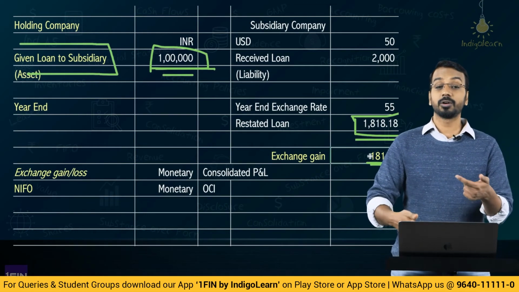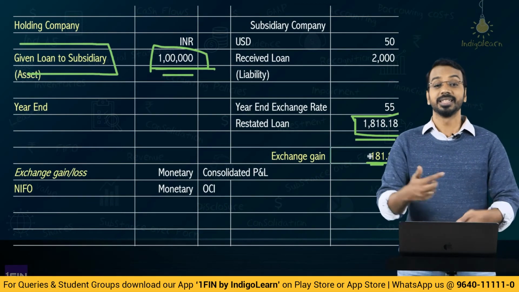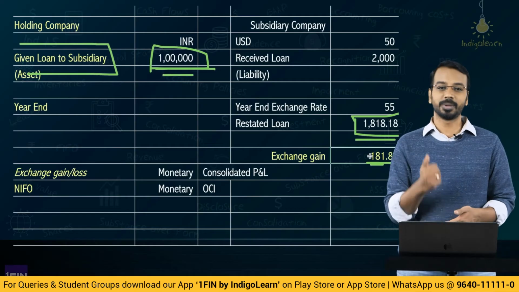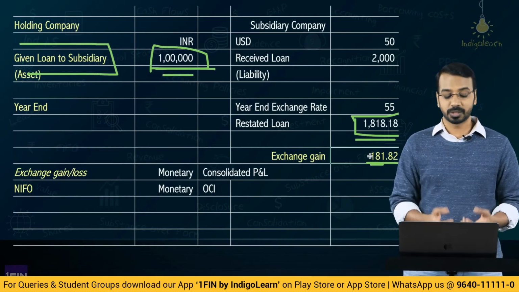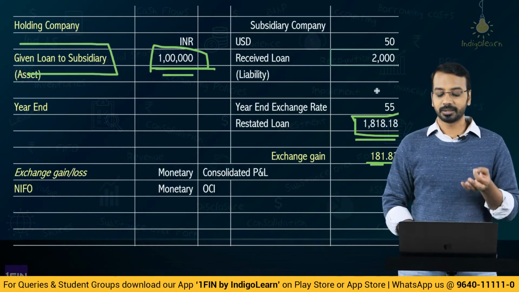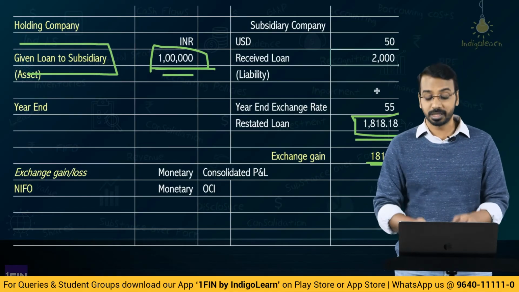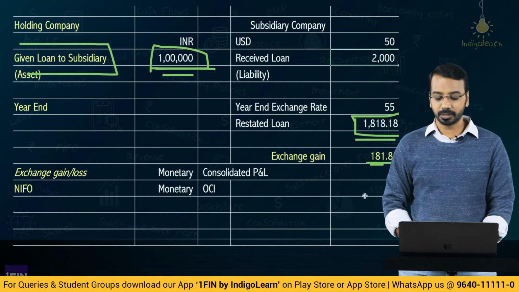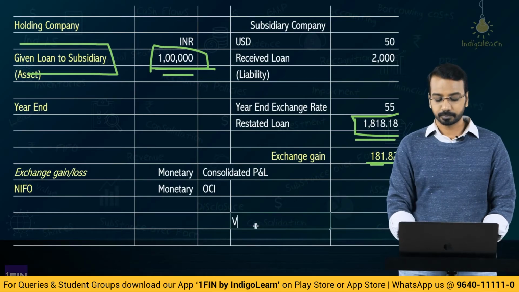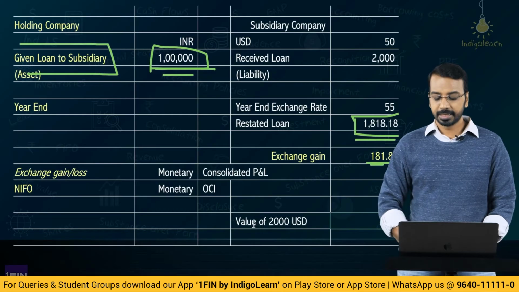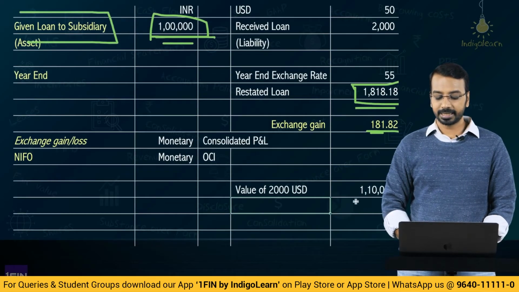Don't say that, because this is an intra-group transaction, this gain has to be eliminated. This gain cannot be eliminated, because actually if you see, that $2,000 that the entity has received is worth much more. How much is it worth now? It is worth 2000 multiplied by 55, which is 1,10,000.